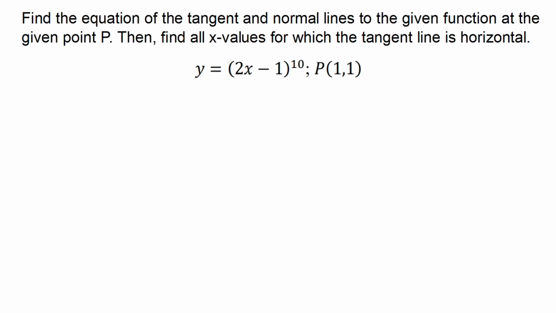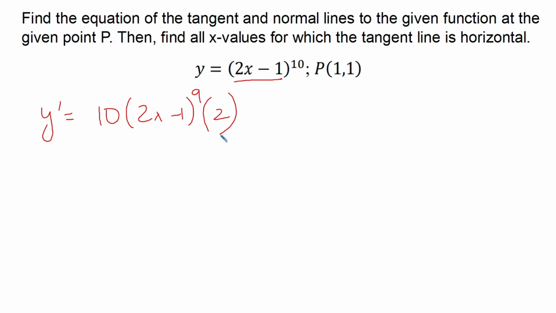Alright, for our next one here, we're going to find the equation of the tangent line and the normal line to this function at the point 1, 1. And then we're also going to find the x values for when the tangent line is horizontal. So to start off with, we've already got the point, so we don't need to do any plugging in to find that. But we'll start off with finding our derivative. Right? And so y prime is going to be, since that's u to the 10th, it'll be 10 u to the 9th. Times the derivative of u, the derivative of 2x minus 1 is 2.